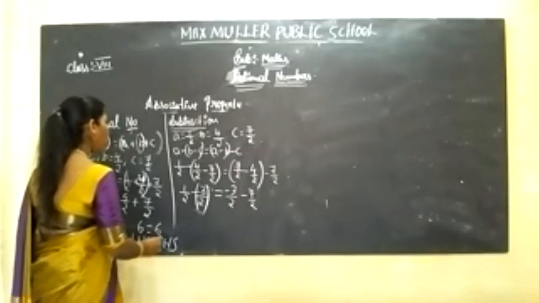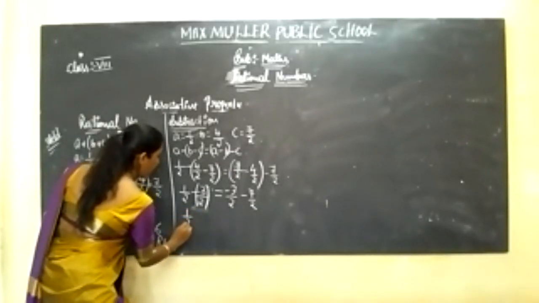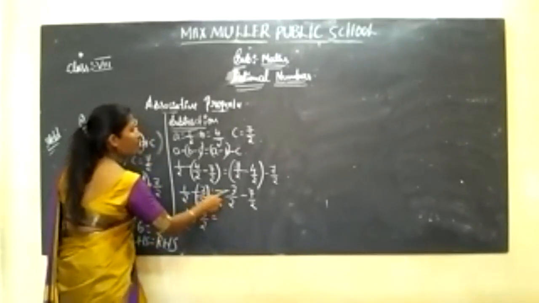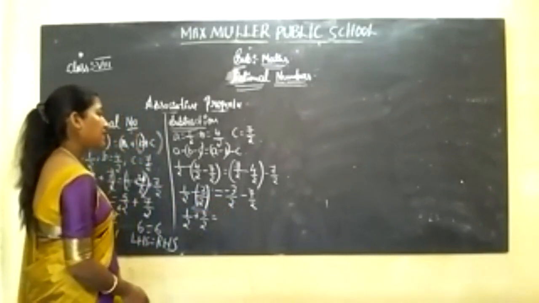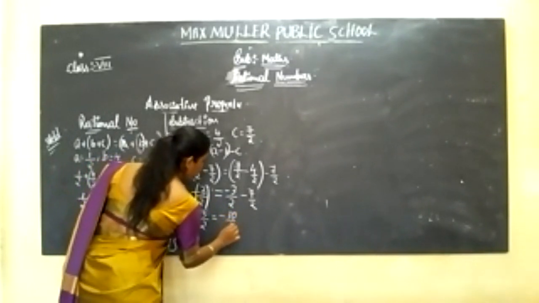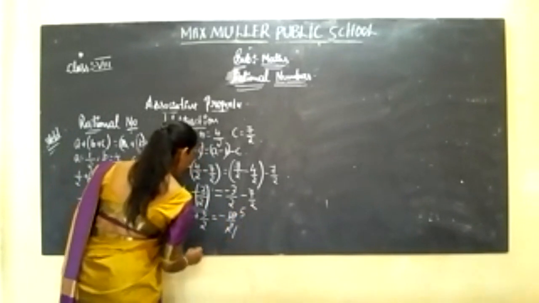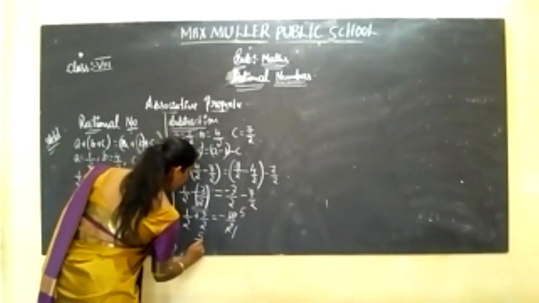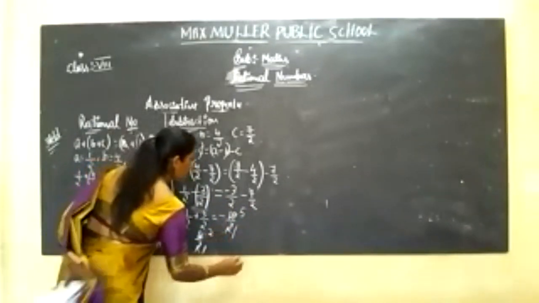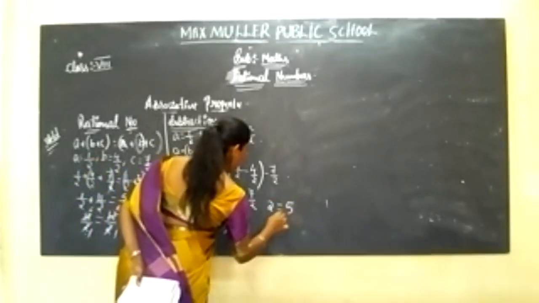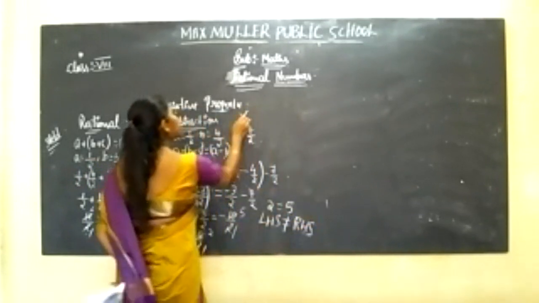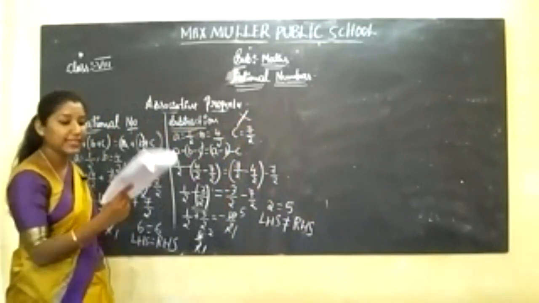Okay. So what happens here? In the next step, 1 by 2 minus into minus plus 3 by 2 is equal to minus 7 minus 3. It becomes minus 10 by 2. 2 fives are 10, so it is minus 5. Here 2 is equal to 5. LHS is not equal to RHS. So this condition doesn't hold good. It doesn't satisfy.